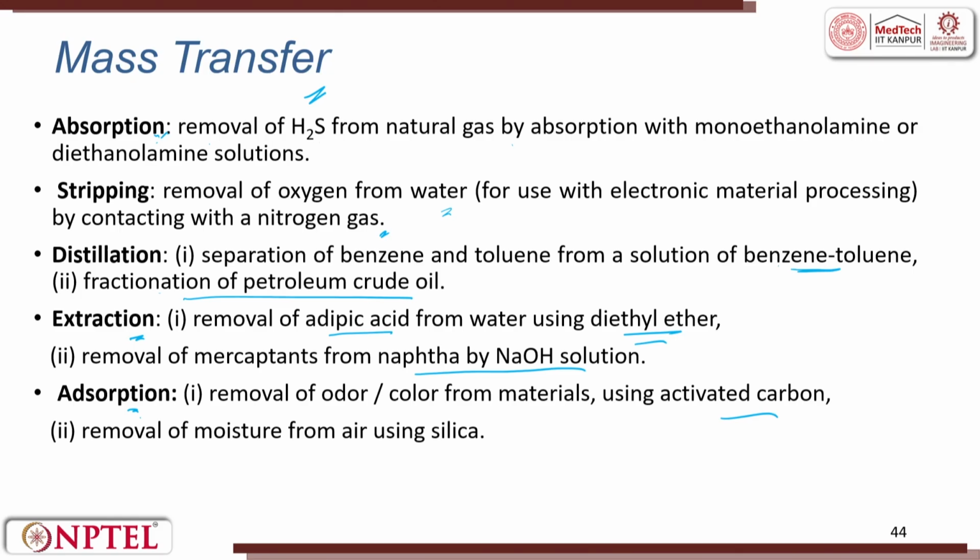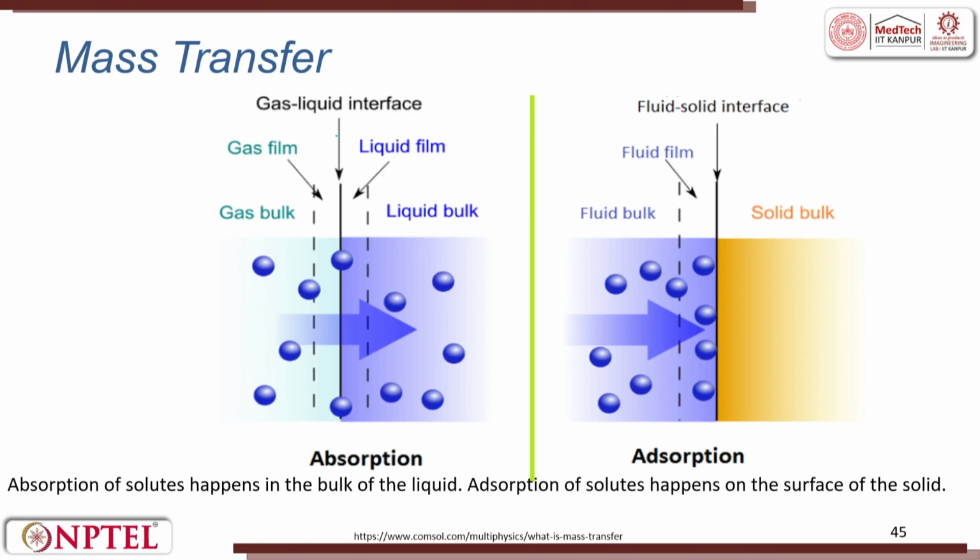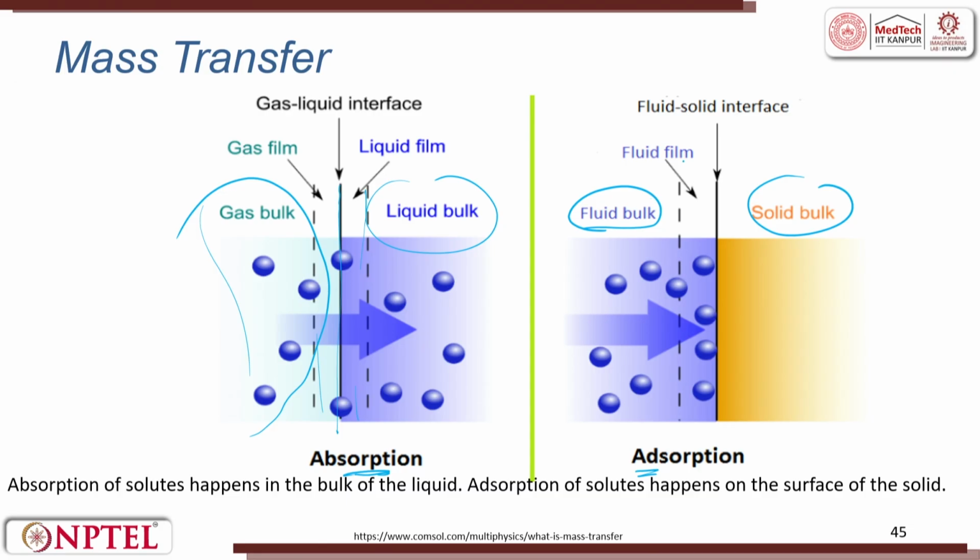Adsorption on silica gel is also an adsorption. So, you have a gas, this is the gas bulk, then you have a gas film which is formed, then this is the gas-liquid interface, then you will have a liquid film, and then you have the liquid bulk. This is called absorption, gas-liquid absorption. This is adsorption. Adsorption happens only on the surface. So, you have a solid bulk and a fluid bulk. There is a film formed and adsorption sits here.